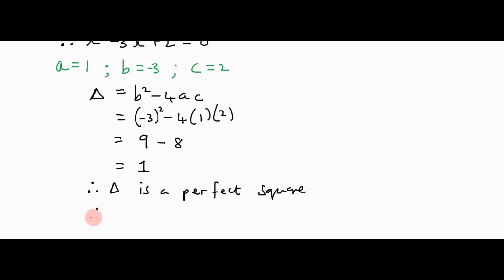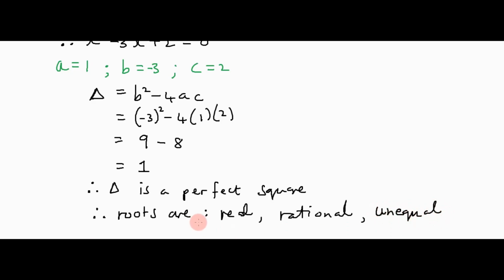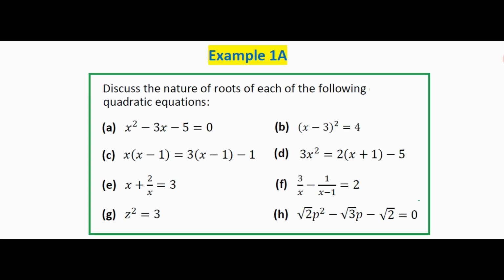And hence we can conclude that the roots are, firstly, they are real since delta is greater than 0. It's not less than 0 or negative. So we know the roots are real. It's a perfect square, so we also know that the roots are rational. And of course, delta isn't equal to 0, so the roots are unequal. So the roots are real, rational, and unequal. So let's look at f.